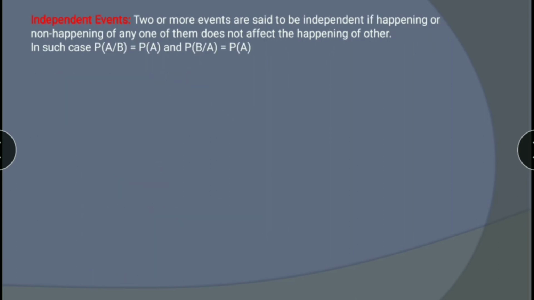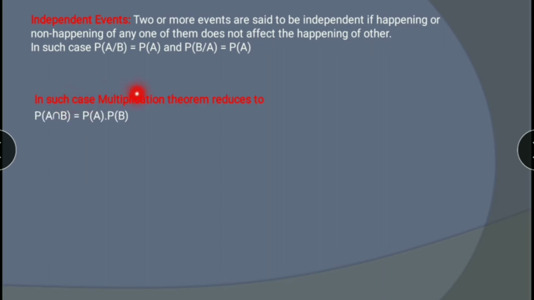Next, independent events. What are independent events? If the happening of one event doesn't affect the happening of any other event, those two events are called independent events. In case of independent events, probability of A given B, or we can say the conditional probability of A such that B has already occurred, is equal to probability of A only, because happening of A is not dependent on happening of B. And similarly, probability of B given A will be equal to probability of B only.